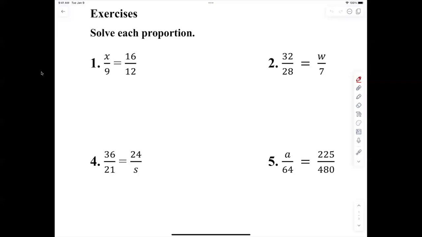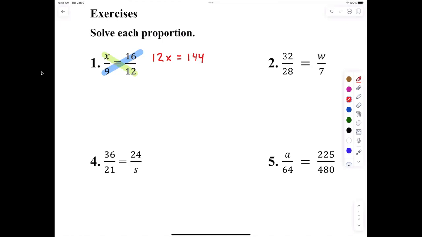Okay, so it's called cross multiply. You cross multiply. Just to make sure you're hearing me, I want the variable multiplied by the number first. So what's x times 12? We just say that's 12x. Then you multiply the 9 times 16, and you set those equal to each other. 12x is equal to 144.